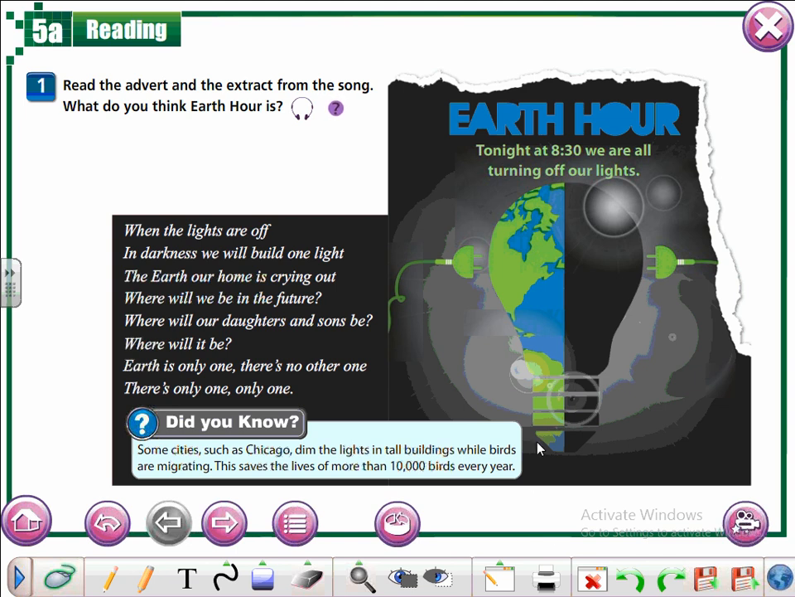Okay. So here, let's go to this part. Did you know? Some cities such as Chicago dim the lights in the tall buildings while birds are migrating. Migrate means to travel from one place to another place. This saves the lives of more than 10,000 birds every year. So in Chicago, to dim the light means to lower the light. This helps the birds to survive, and this saves the lives of more than 10,000 birds every year. So turning off the lights is something very important, and we're going to read the text about it.